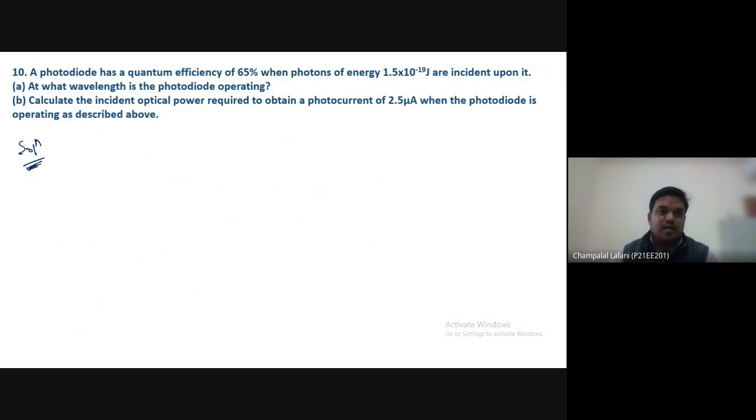This will be the last question for today's session. A photodiode has a quantum efficiency of 65% when photons of energy this much are incident upon it. At what wavelength is the photodiode operating? First part. And the second part, calculate the incident optical power required to obtain a photocurrent of 2.5 microampere when the photodiode is operating as described above.